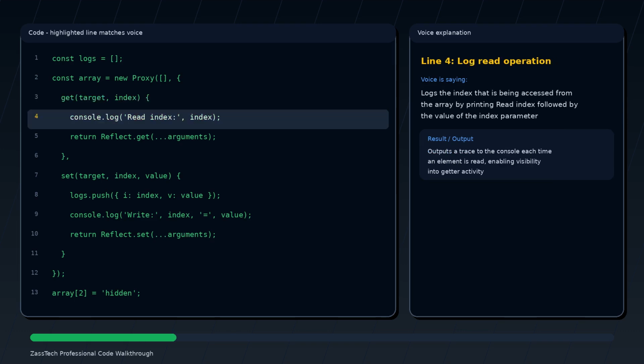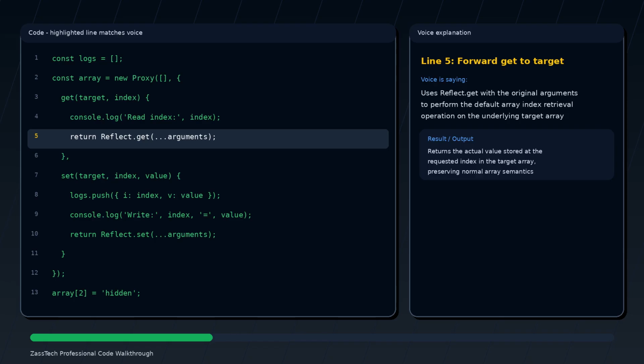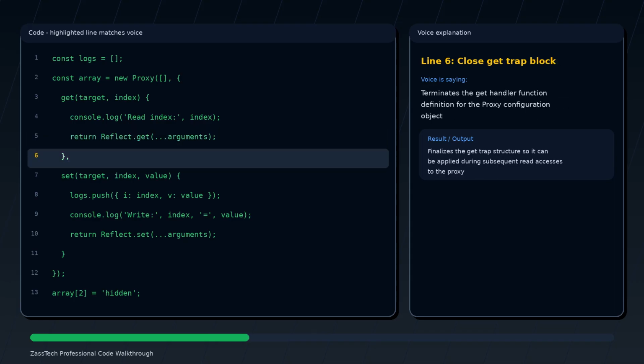Logs the index that is being accessed from the array by printing "read index" followed by the value of the index parameter. Uses Reflect.get with the original arguments to perform the default array index retrieval operation on the underlying target array. Terminates the get handler function definition for the proxy configuration object.